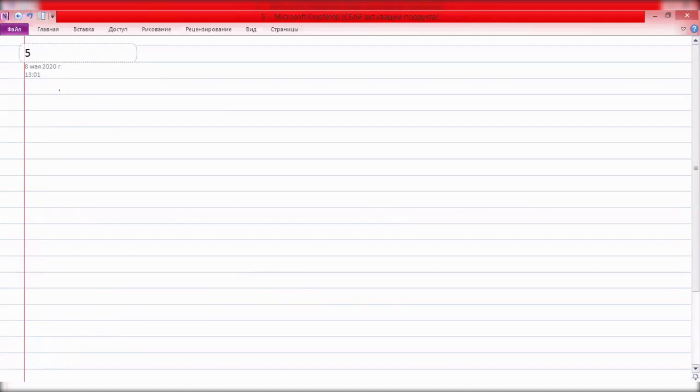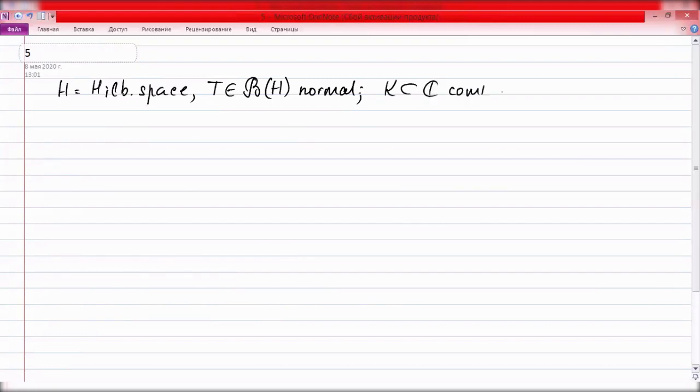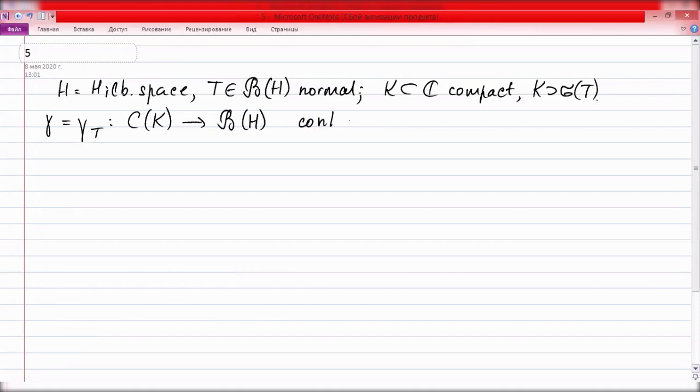So suppose that H is a Hilbert space, and suppose that T is a normal bounded operator on H. And suppose that K is a compact subset of the complex plane, which contains the spectrum of T. Let's recall that in this case, we have a continuous functional calculus, gamma T, for T.